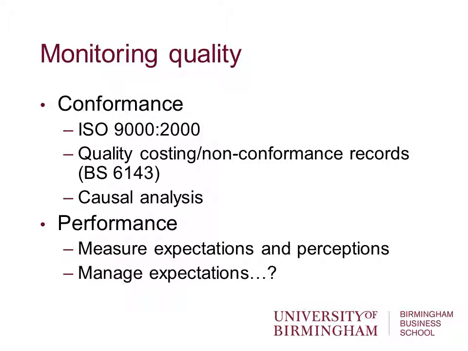Finally, only briefly, I'm going to touch on quality. So quality can be regarded as a performance issue. Are we achieving what we plan to achieve? And a perception issue. Are we meeting expectations? And actually, most projects are a bit of both. So in terms of performance, we might use ISO 9000, which is an international standard for quality. We might use quality costing or non-conformance records. British Standard 6143 is quality costing.